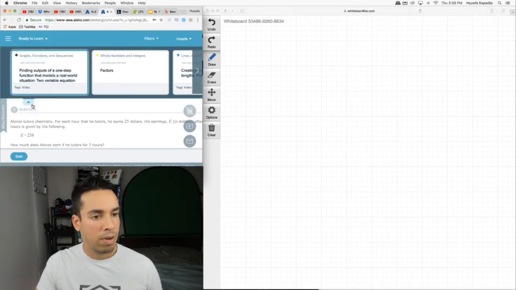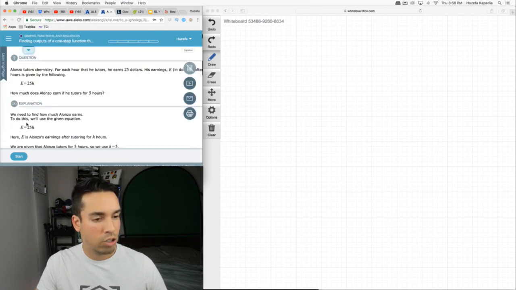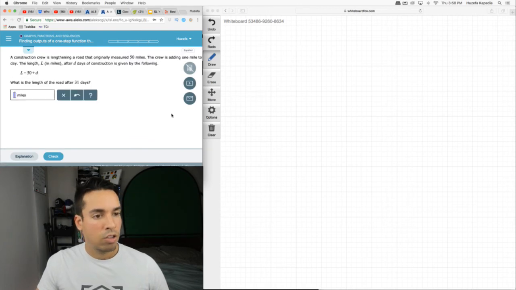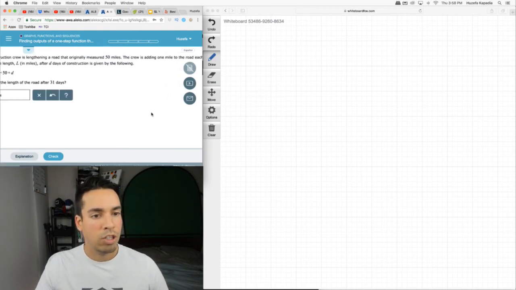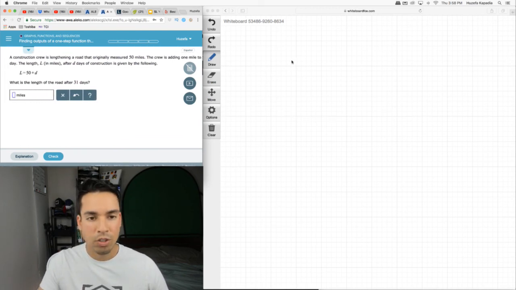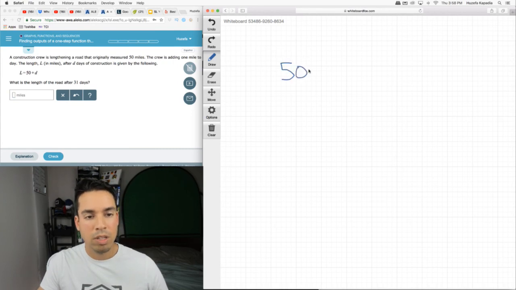All right, finding outputs of a one-step function that models a real-world situation, 2-variable equation. A construction crew is lengthening a road that originally measured 50 miles. The crew is adding 1 mile to the road each day. So it originally measured 50 miles. Crew is adding 1 mile to the road each day. The length L in miles after D days of construction is given by the following equation.